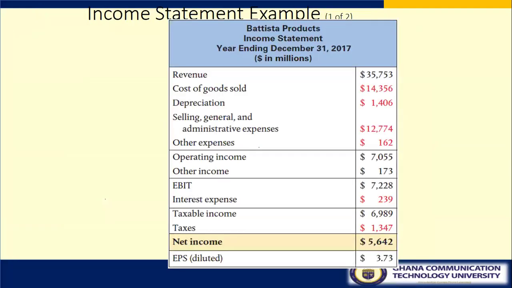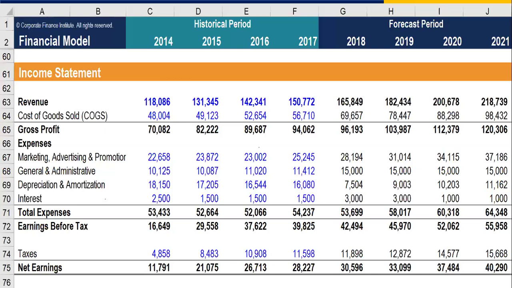Okay. This is an example of the income statement. So revenue, less cost of goods sold, depreciation, selling, and general. Okay. This is an example of the income statement.